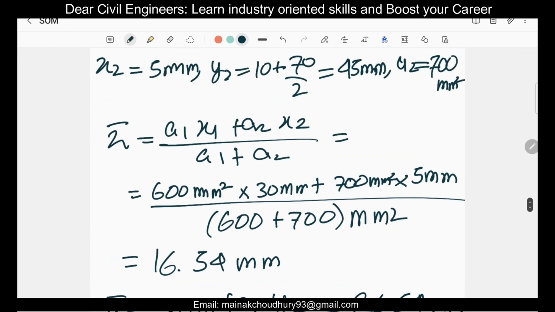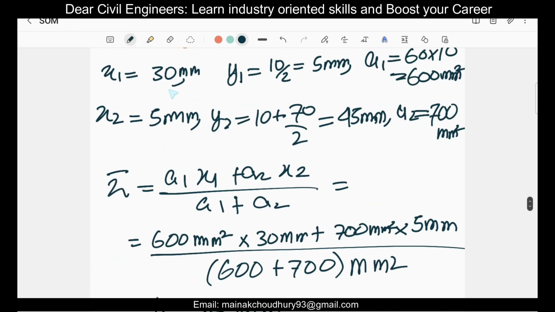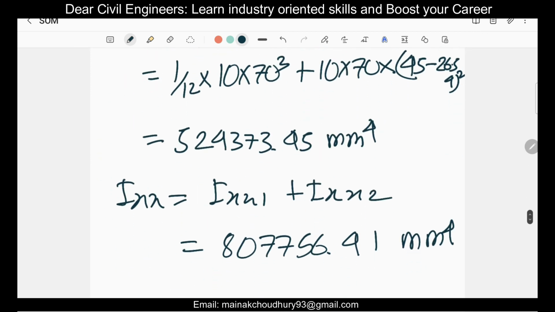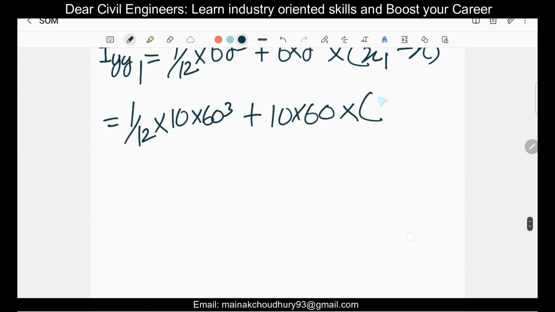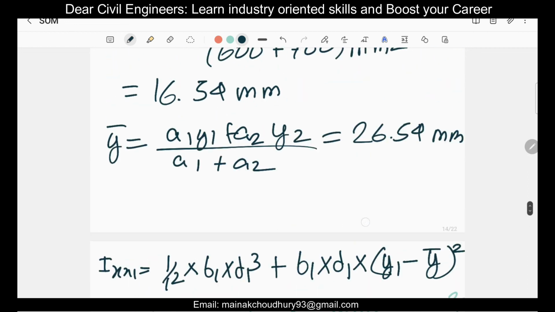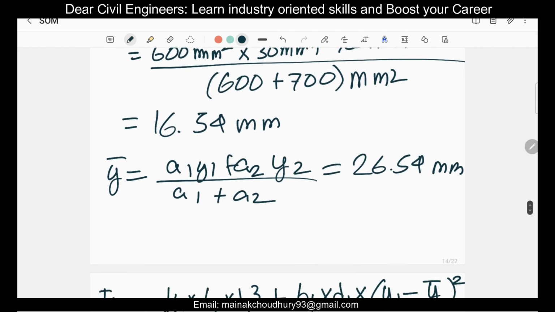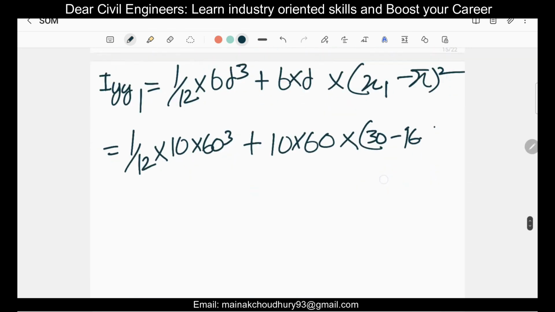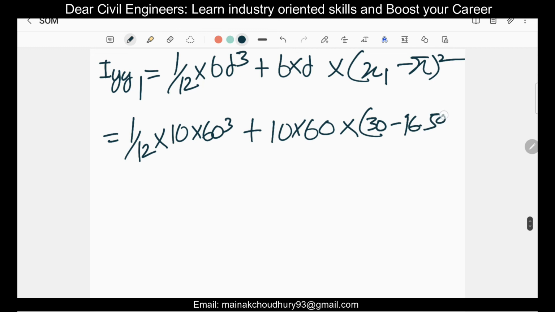So x1 you can already check from here. X1 we already wrote as 30 mm, and x bar is 16.54. So 30 minus 16.54, you can write the result here as 16.54 the whole square. So if you calculate, it will come around 289,350 mm to the power 4.